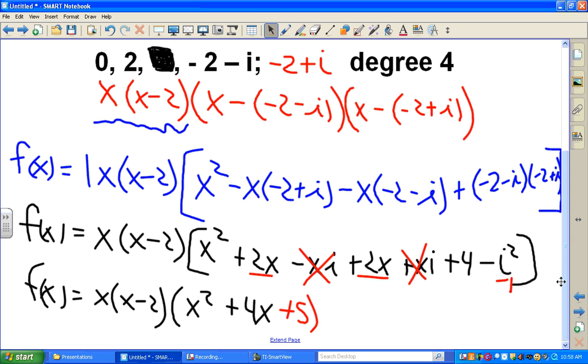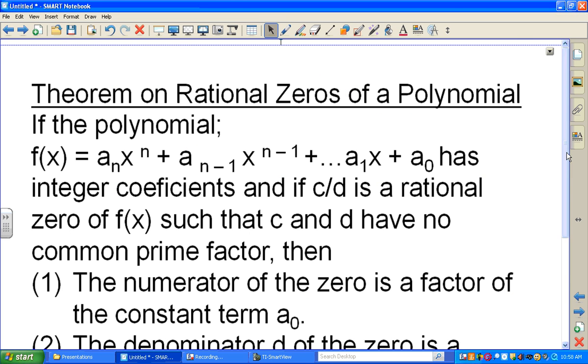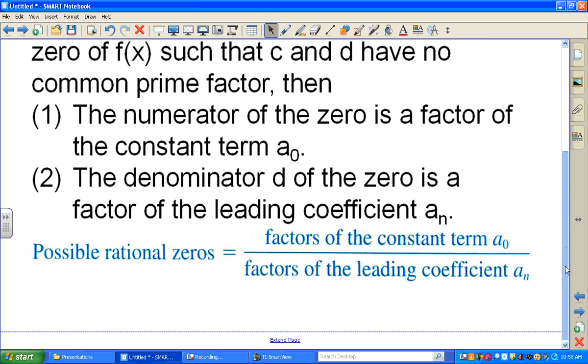Fantastic. How far are we? To 10? That's good enough. Excellent. All right, we'll do this. We'll do one more problem, and then we'll get to the little thing I have planned.